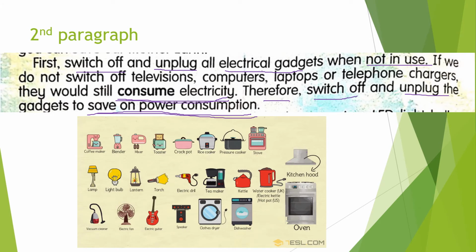Okay, here's a picture of examples of electrical gadgets around our house. Maybe ada in your house, maybe tak ada. Coffee maker, blender, mixer, toaster, crockpot, rice cooker, pressure cooker, stove, lamp, light bulb, lantern, torch, electric grill, tea maker, kettle, water cooker or electric kettle or a hot pot, kitchen hood, oven, dishwasher, clothes dryer, speaker, electric guitar, electric fan, vacuum cleaner, handphone chargers. If these electrical gadgets are not in use, you have to switch it off and unplug to save on power consumption.